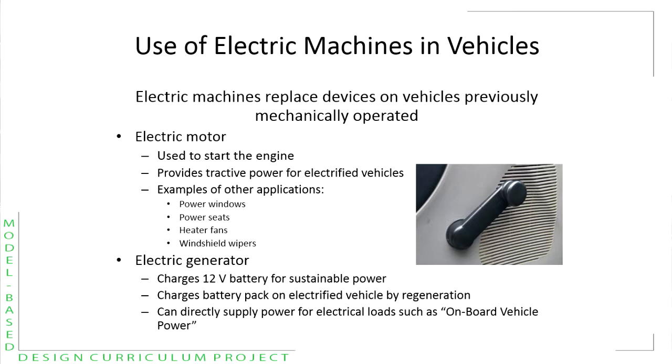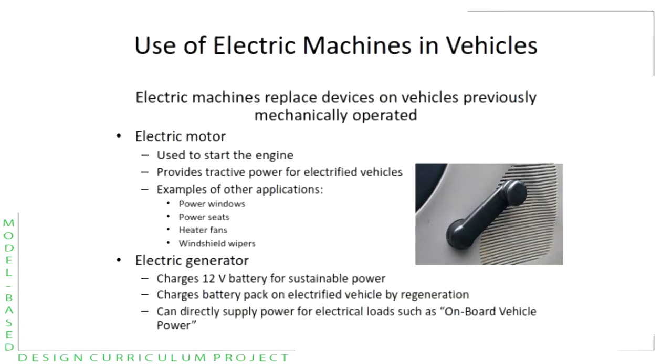Let us remember that the electric machine can also be used to generate electricity that charges the 12-volt battery for sustainable power. One such example is the alternator. On a larger scale, an electric generator charges a high-voltage battery pack on an electrified vehicle by regeneration, where kinetic energy is recovered rather than dissipated as heat in the brakes.